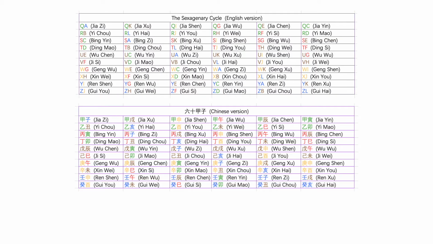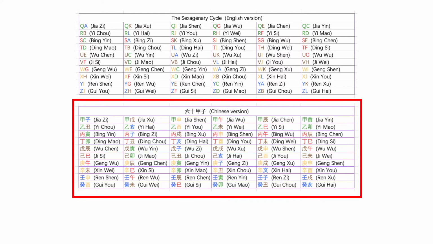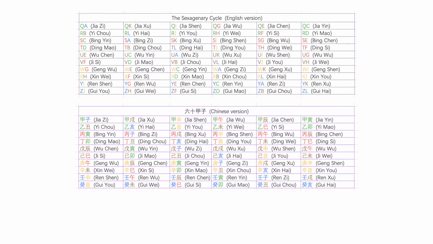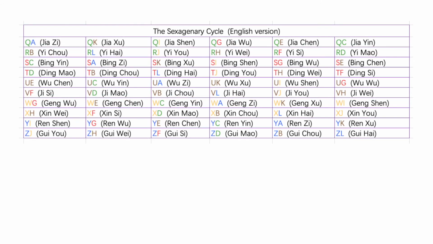This table is all the 60 combinations, Chinese version, English version. This is the pinyin of Chinese characters, which is similar to the phonetic transcription of English words. I want to emphasize again that which English letter represents which heavenly stem or terrestrial branch is defined by me, not an international standard. I will use this standard in the various Chinese divination methods that I will introduce later. Now we have 60 names.